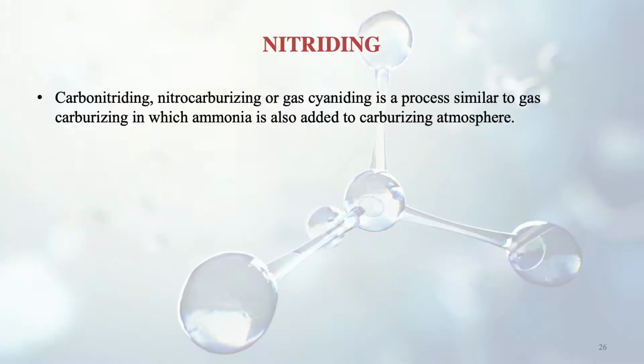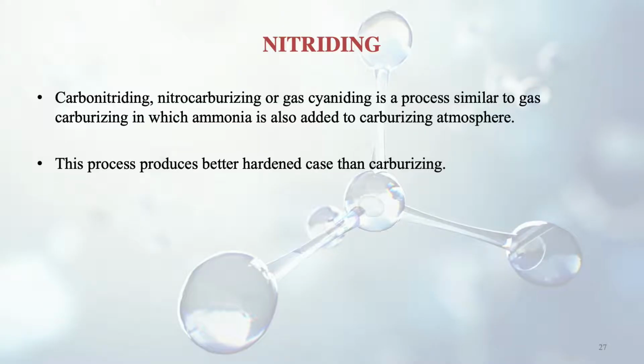Carbon nitriding, nitrocarburizing or gas cyaniding is a process which is similar to gas carburizing, but here ammonia is also added to the carburizing atmosphere. We need ammonia in this process, and this process is actually better than the carburizing process. It gives us a better hardened case than carburizing. But again, we have to see what type of steel can be hardened through this process.